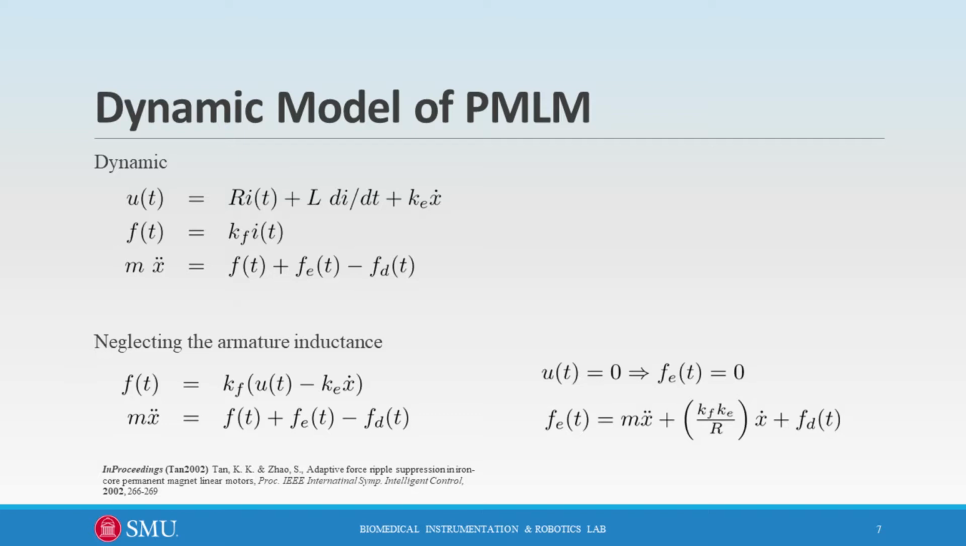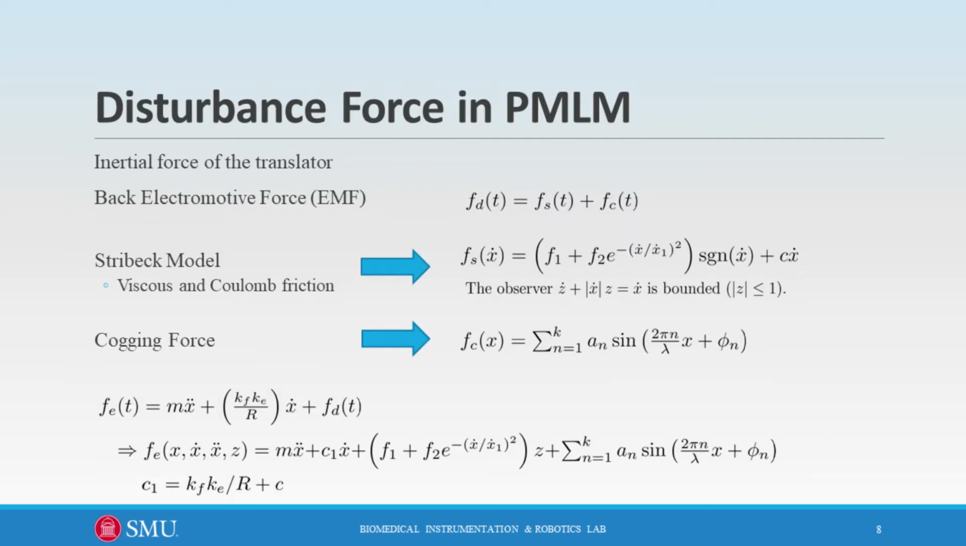Therefore, to compensate the effect of PMLM, the undesired forces in PMLM, we need to identify the disturbance force Fd in this equation. So the first term of the equation was the inertial effect, and the second term was related to back electromotive force effects. However, the last term Fd is the summation of two terms, which is F of S, or friction forces, plus F of C, or cogging force.